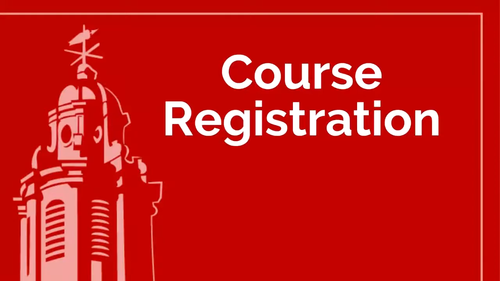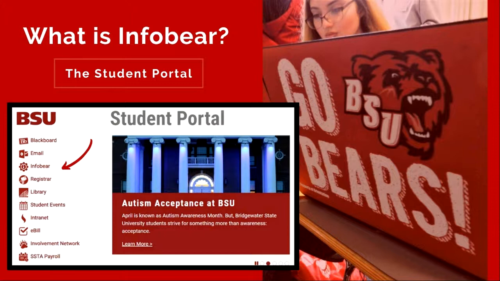Now we're going to get into the actual course registration portion of PAW. We're going to start back on the student portal, and the third link down is InfoBear. You can access InfoBear and know it's InfoBear because of the little gear symbol with the I in it.